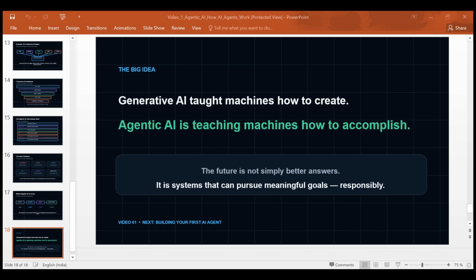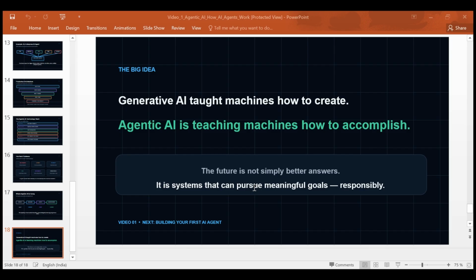So, this is the last slide in the PPT. Let me leave you with one idea. Generative AI taught machines how to create. Agentic AI is teaching machines how to accomplish. That distinction may sound subtle, but architecturally it is profound.